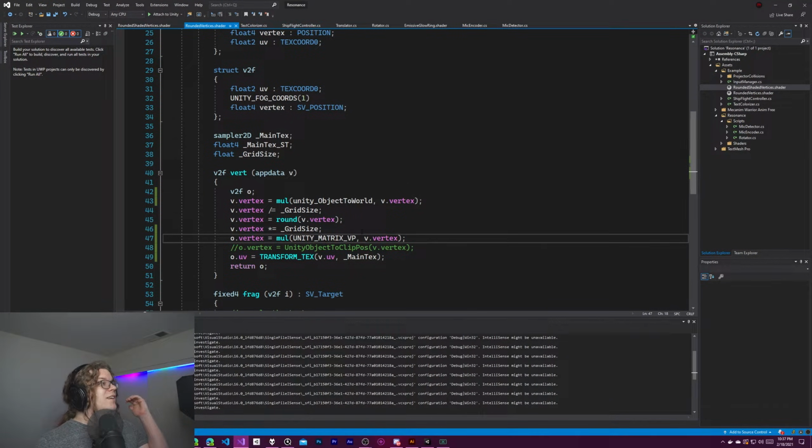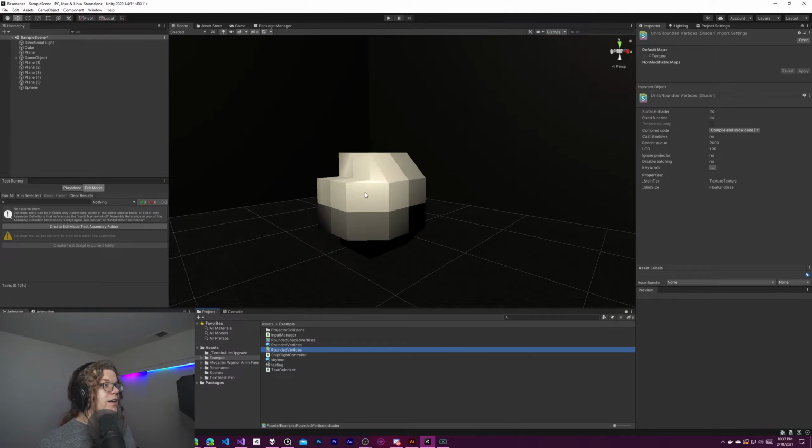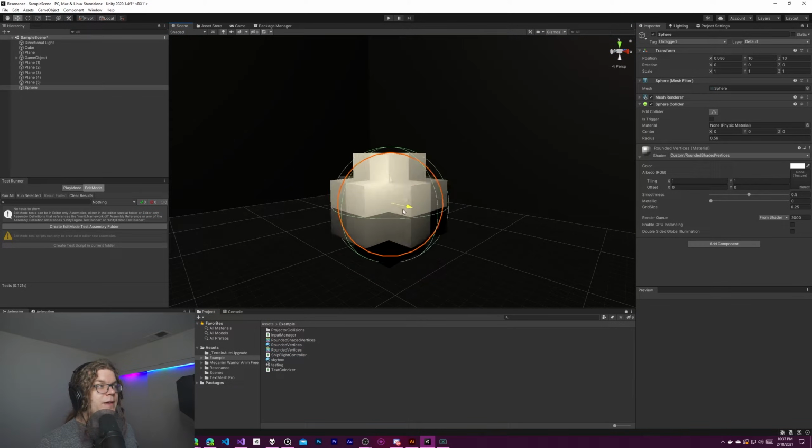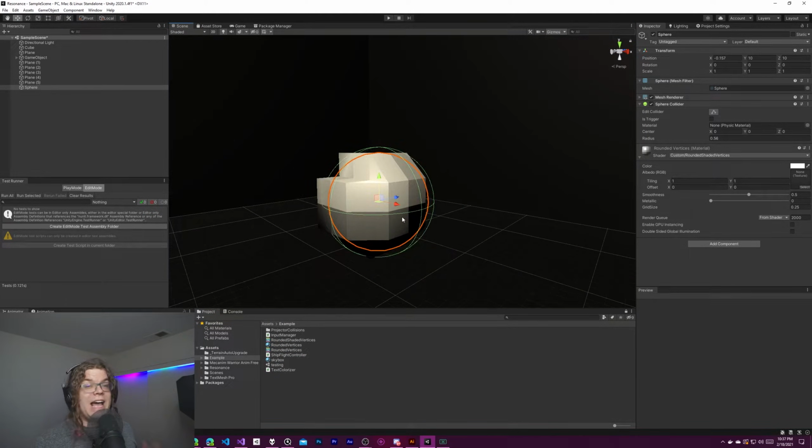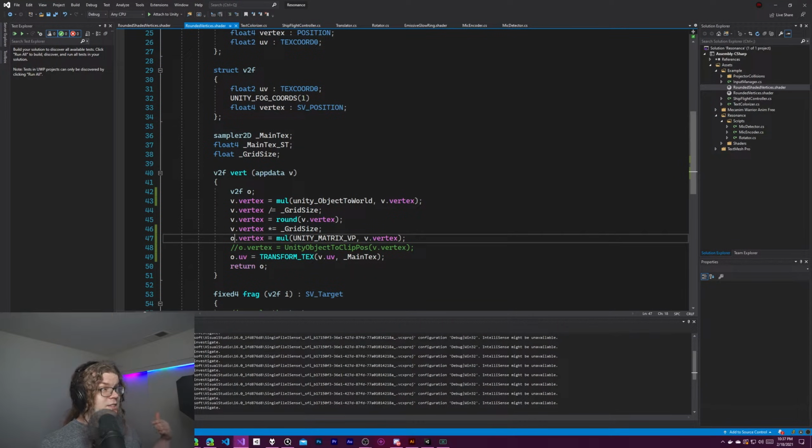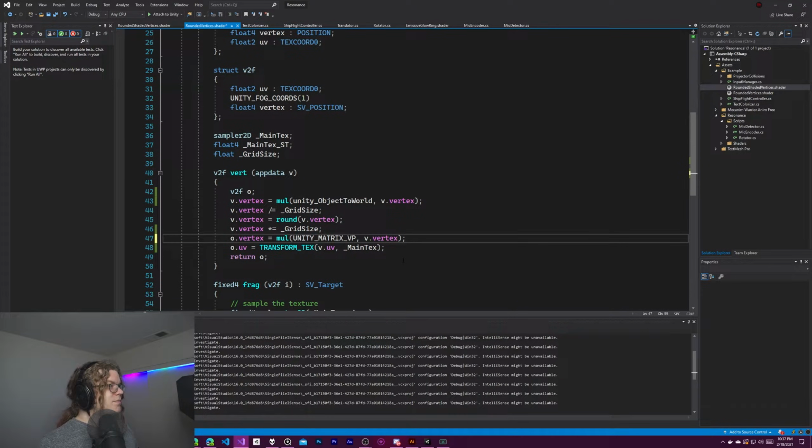This is the slightly modified version of our rounded vertices shader. I did not go and implement a world space version of this, but I have now. I've done that behind the scenes. These are the two changes I made.